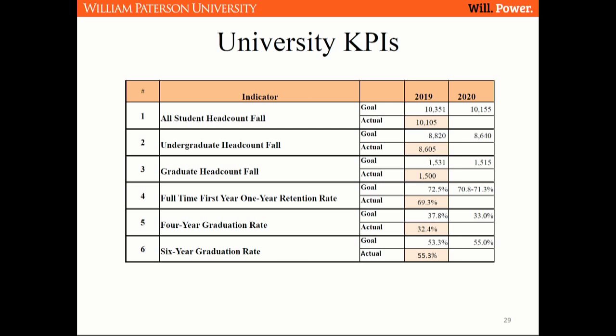Also, a reminder that each division has KPIs that are tied to the 17 as well. So academic affairs has a set of KPIs, student development has a set of KPIs, marketing, enrollment management, and so on and so forth. Steve's area, we all have KPIs tied to the university 17 KPIs.